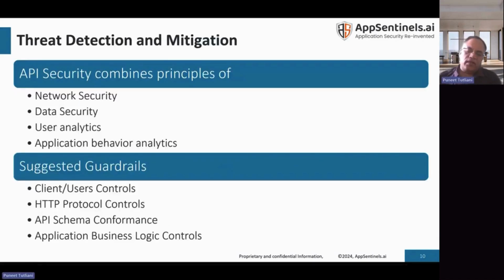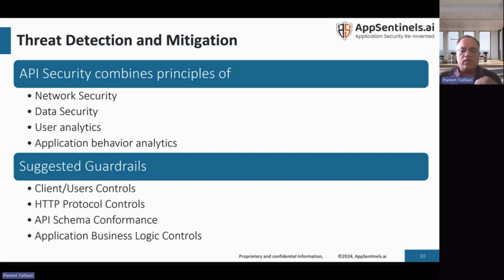So moving on, let me talk briefly about the threat detection and mitigation part. As I said, API security is a complex piece, right from discovery, posture management, continuous testing, which are mostly the shift left part. Now we are moving towards the protection part. Now, API security actually combines some interesting principles of network security, data security, user analytics, and application behavior analytics. And I'll talk a little bit further on this.